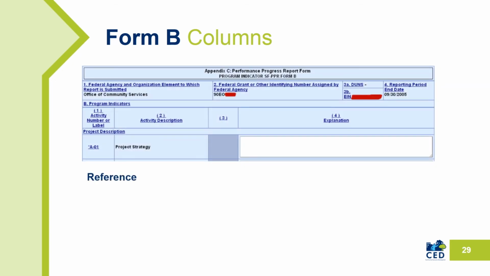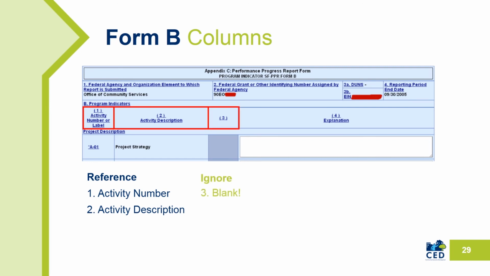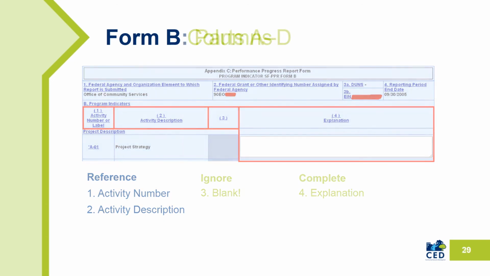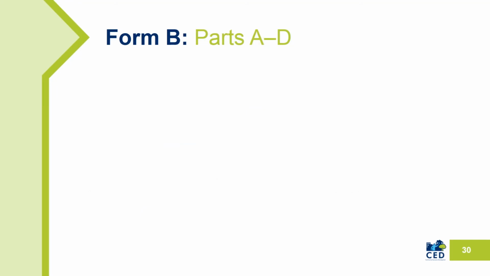Columns 1 and 2 are just for reference. Column 3 can be ignored. Column 4 is the only place where an answer should be provided. Unlike Form A, this deals with just the current reporting period. Explanations in Form B should not be cumulative. Like with the explanation column in Form A, this is a place for you to describe in detail the progress of your project. It helps program specialists get a complete sense of your progress and identify any TA needs, if applicable.